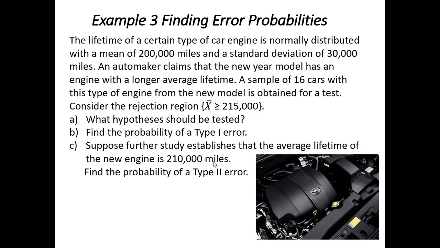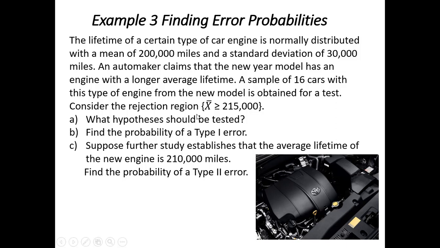On to example 3. Suppose the lifetime of a certain type of car engine is normally distributed with a mean of 200,000 miles and a standard deviation of 30,000 miles. An automaker claims that the new year model has an engine with a longer average lifetime. Here we see a car engine. A sample of 16 cars with this type of engine from the new model is obtained for a test.